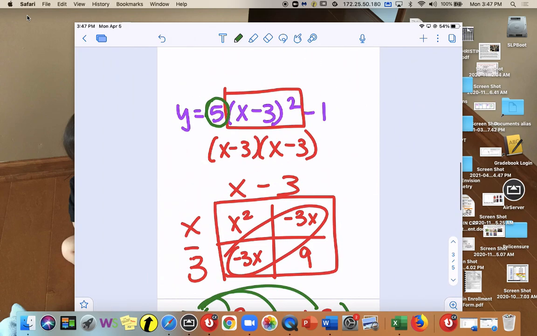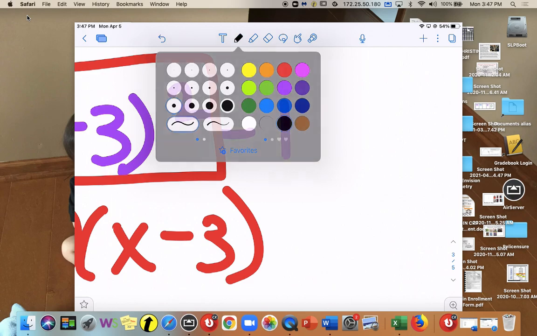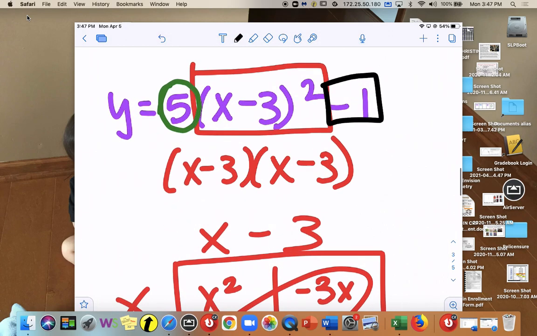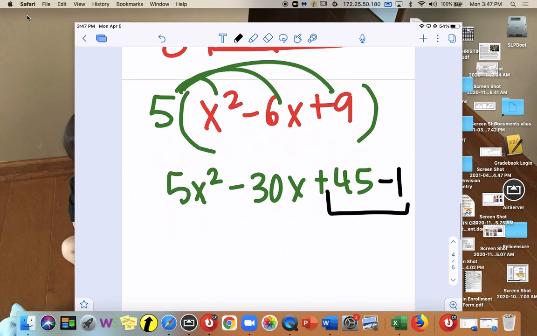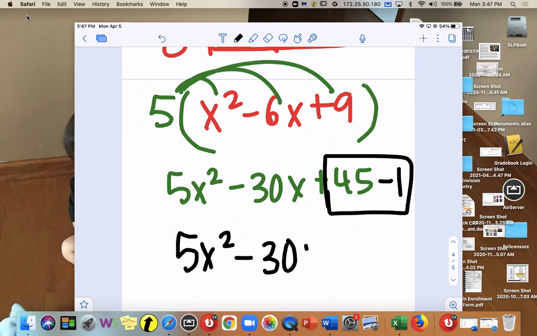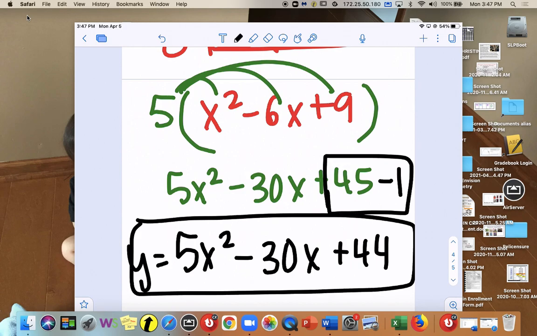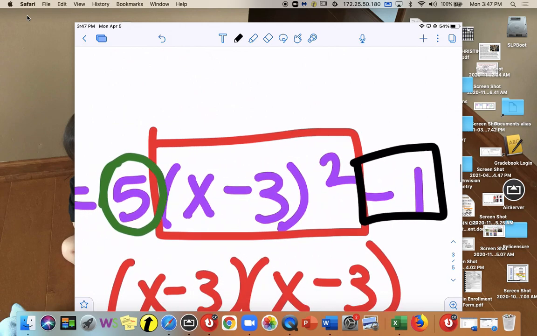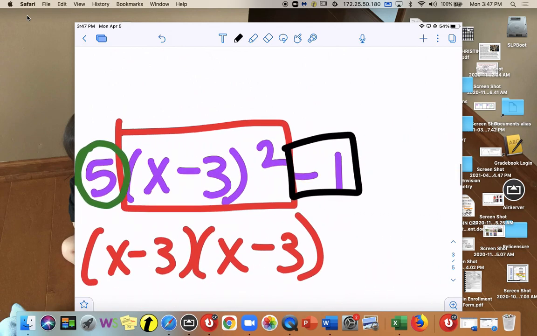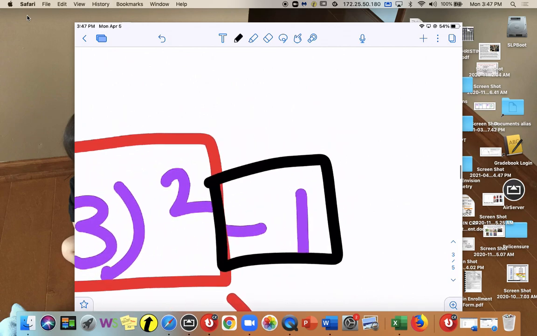And then the last step is there was one more number here, this minus 1 hanging out at the end. And in order of operations, add and subtract, that's like the last thing. So we'll stick the minus 1 at the end and combine like terms. You can only combine it with the 45. So my final answer is 5x squared minus 30x plus 44. And now this is in standard form where there's no more parentheses. It's an equivalent form to the vertex form. Okay, so again, steps are you're going to multiply using the box, multiply everything by that number on the outside, and then subtract or add whatever the number is on the outside.